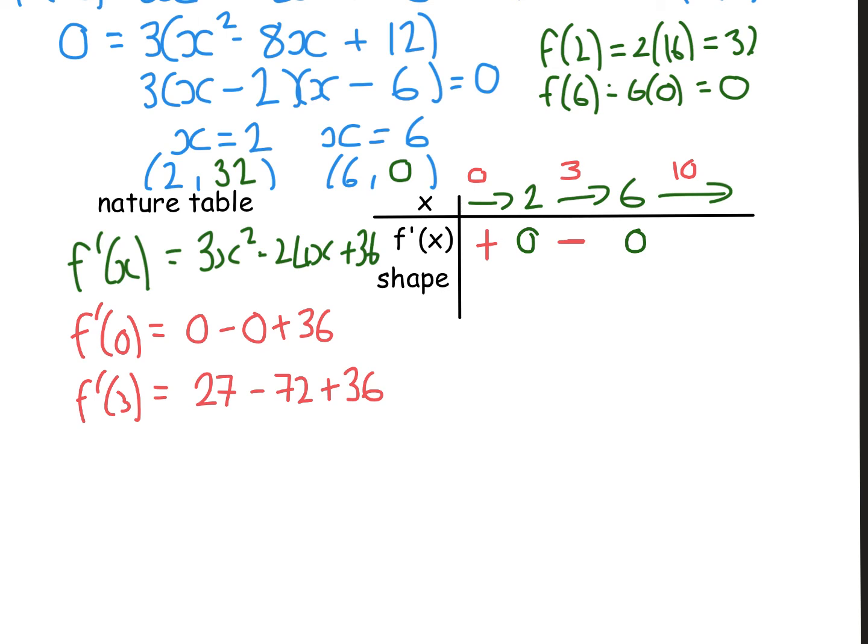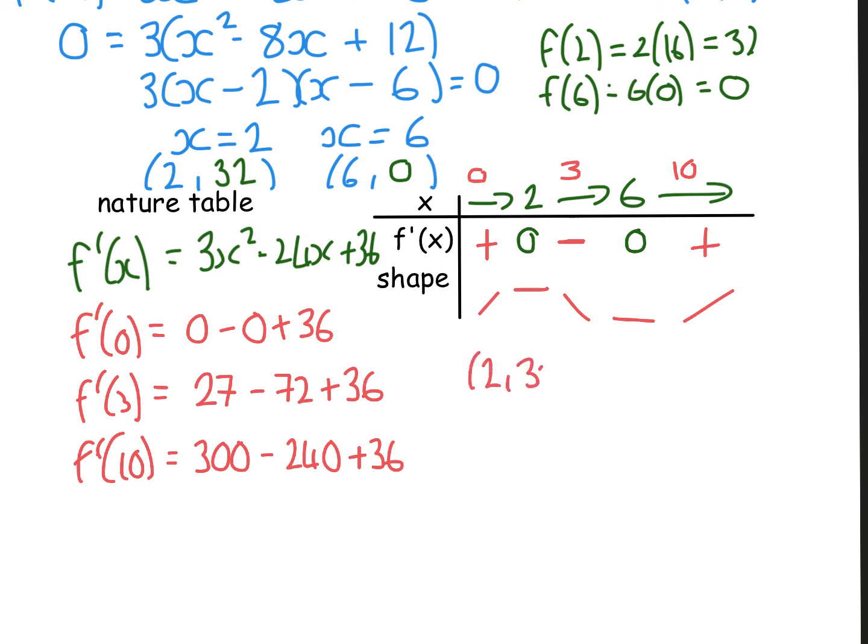And then if I plug in the number 10, so f dashed of 10 is, well, 10 squared is 100, so that's 300. Take away 240, add 36. So that's clearly going to be a positive number, so this is positive. So my shape is up, along, down, along, up. So at the 2, we've got this lovely maximum turning point shape. So 2, 32, we say, is a maximum turning point.